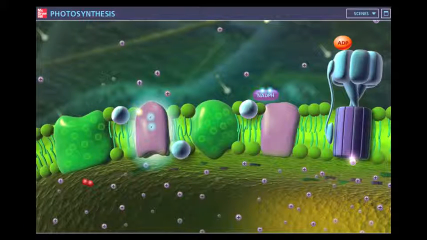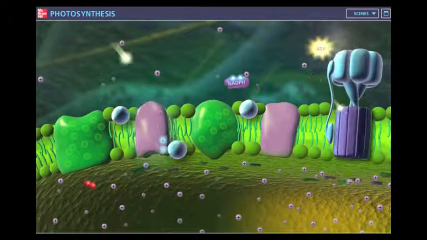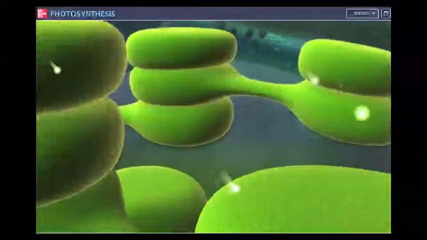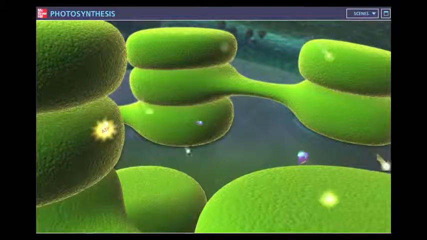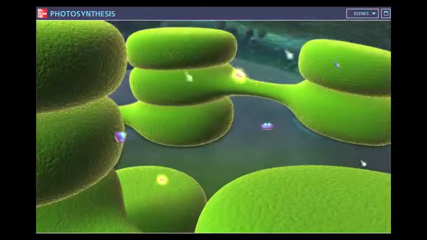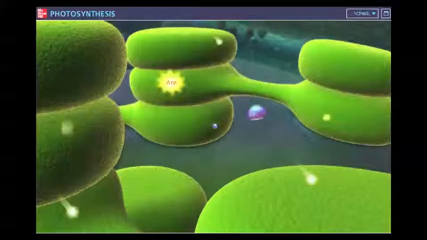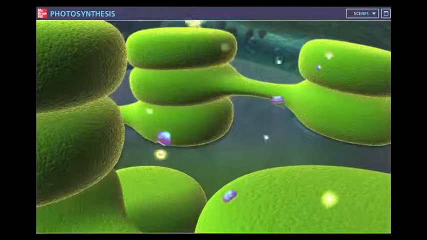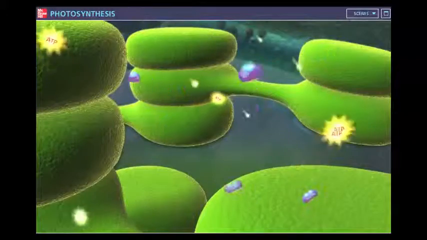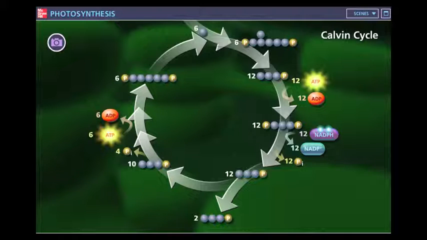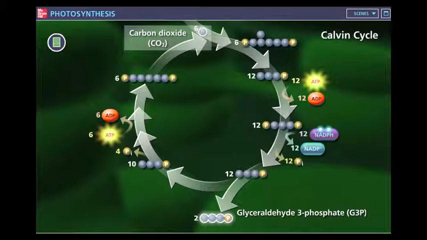So let's watch a quick animation to see if it can help us clarify the Calvin cycle. When the chloroplast is receiving a steady supply of photons, NADPH and ATP molecules are rapidly being provided to the metabolic pathways in the stroma. Therefore, the ATP and NADPH formed during the light-dependent reactions are used in the stroma to fuel the Calvin cycle reactions. The Calvin cycle consists of a series of reactions that reduce carbon dioxide to produce the carbohydrate glyceraldehyde 3-phosphate.